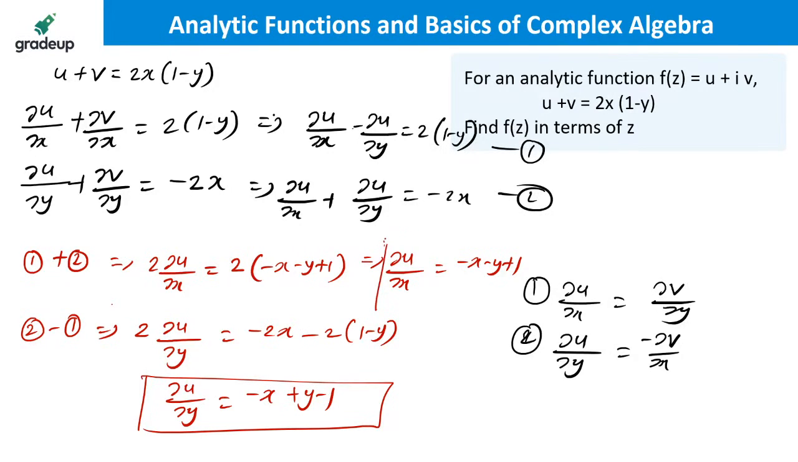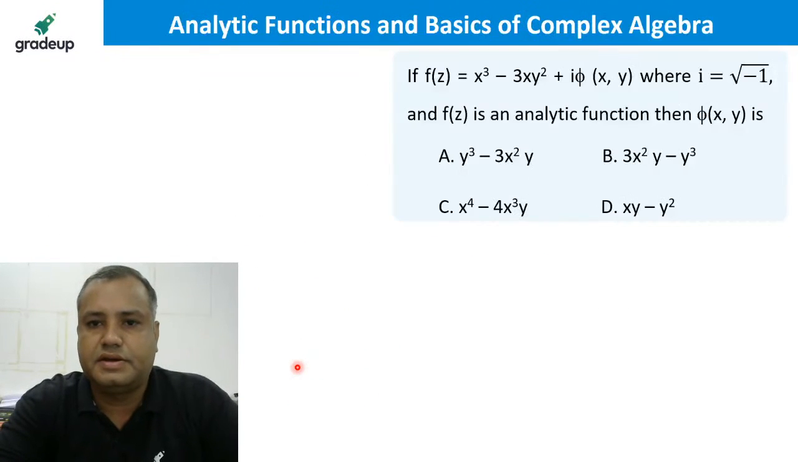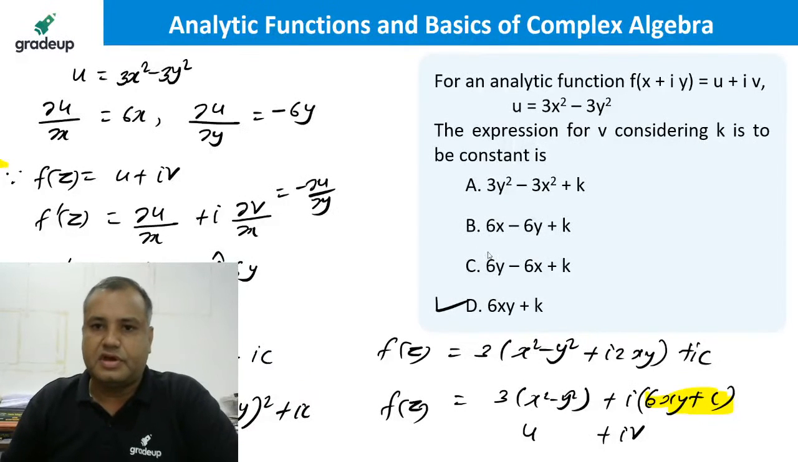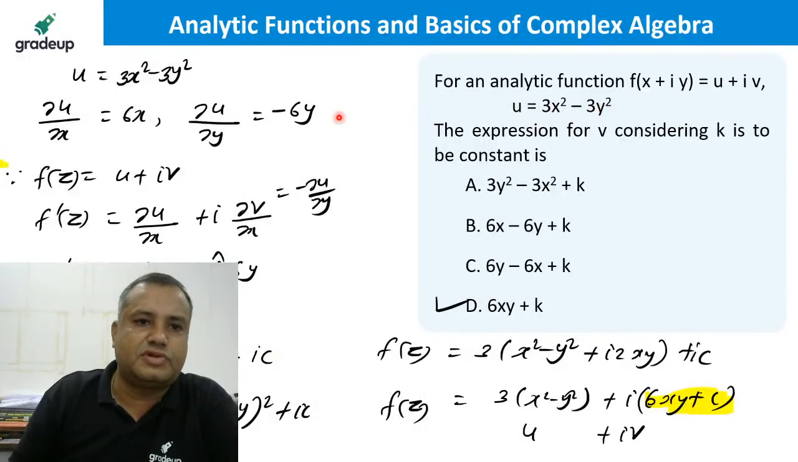So we have got the value of del u by del x and del u by del y. These are the additional steps that you have to perform to get the value of del u by del x and del u by del y. Whereas in the previous question, they have given u in the problem, so directly you got del u by del x and del u by del y.